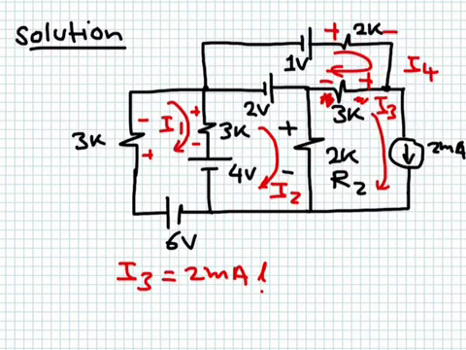And I don't really need to write the fourth KVL for the third loop here. I don't need to write KVL here because I know already what I3 is. I3 is equal to 2 milliampere, and I'm going to get rid of I3 in the second loop and in the fourth loop and replace it by 2 milliampere.